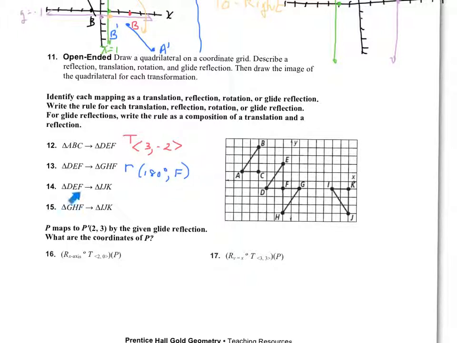And then let's look at DEF again with IJK. Look at the point F. F has slid to the right all the way to here, because F is where the 90-degree angle is, so F has slid to where K is. That's 1, 2, 3, 4, 5, 6, 7, 8. So it slid to the right 8.